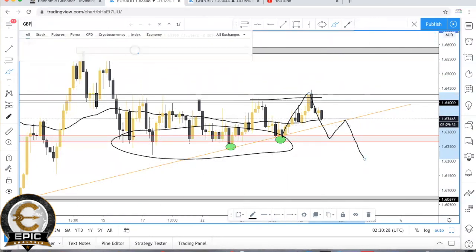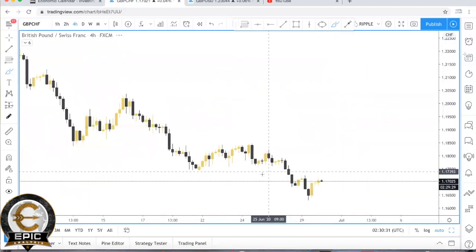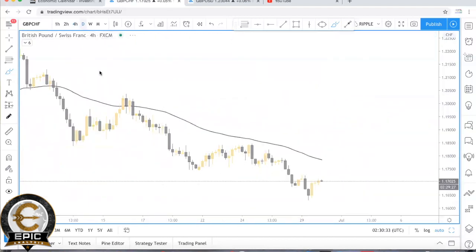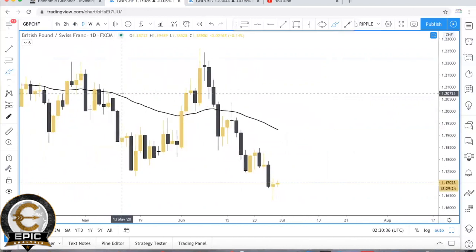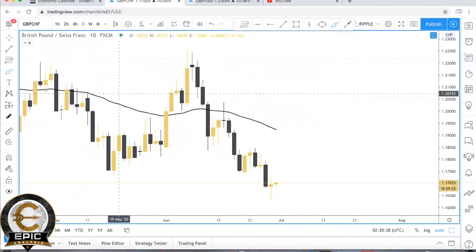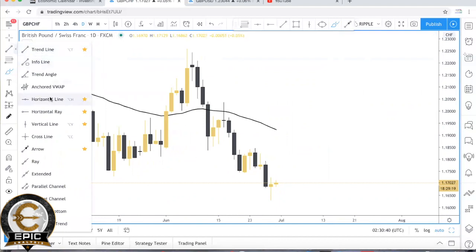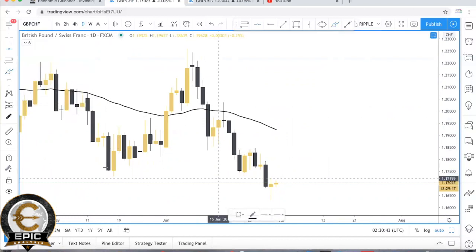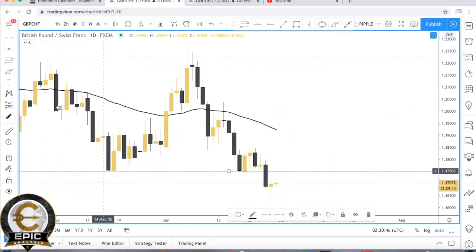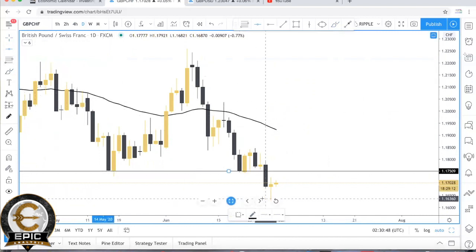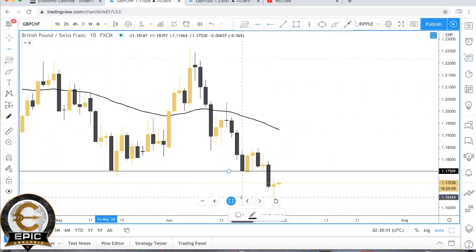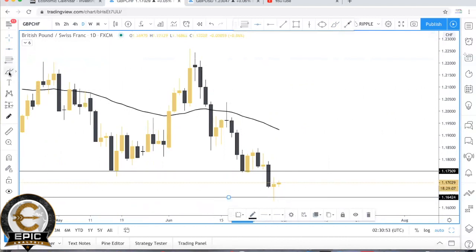All right, so the last pair I'm going to look at is GBP CHF. On the daily, this has been pretty bearish. Horizontal line. We have a previous support here. This would be support for now. All right, so right now it's looking like the market's going to pull up. It would need to break above 1.175 because this is previous support. I'm looking for that to be a breakout retest.